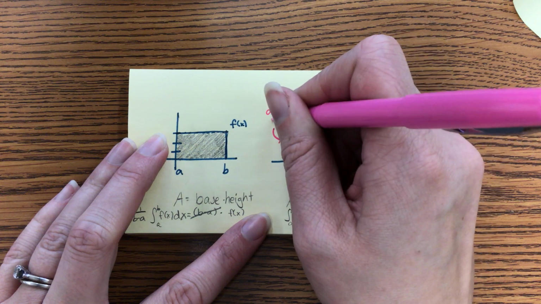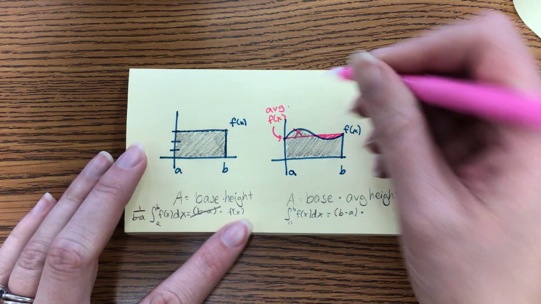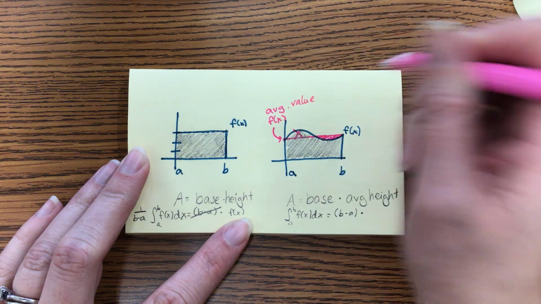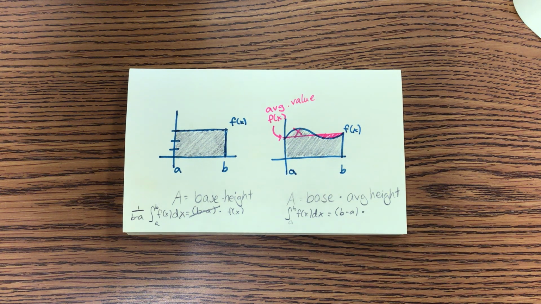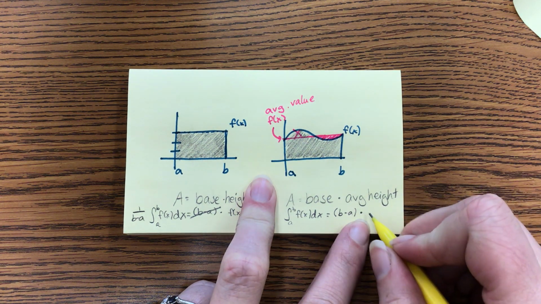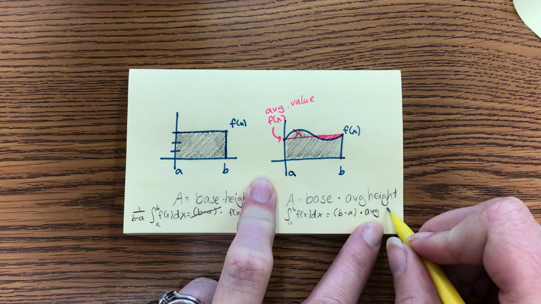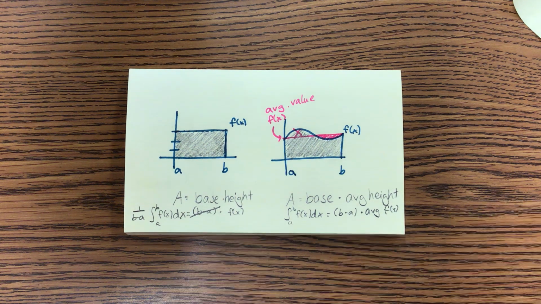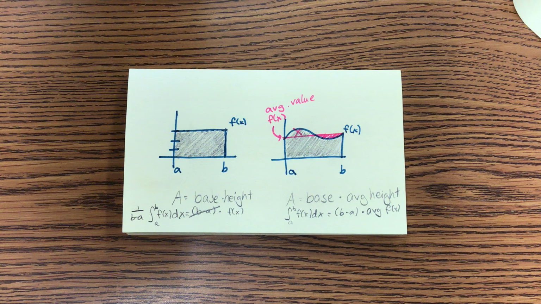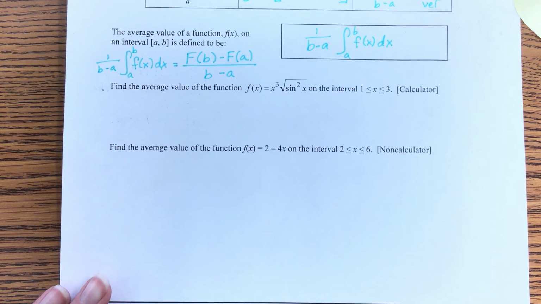Average f of x, average value. Cool, so it's like the average y value. Average f of x. Cool, so that's what we're looking for. It just so happens to be a rectangle on this first guy. Cool. Let's go over here. Back to our actual notes.